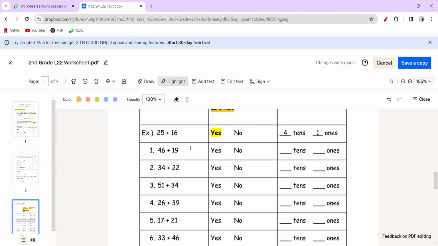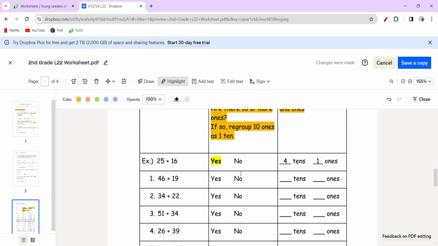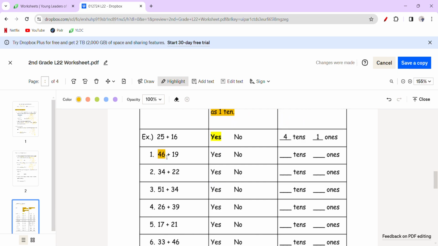Okay, so 46 plus 19, do we have to regroup them? Yes or no? So how do we know that? We look at the last digits. The ones digit right here, right? So 6 plus 9, is it over 10? Does it exceed 10? And the answer is yes, right? So we would circle yes. And then we would write how many 10s there are. So 6 plus 9 would be 15. So then you give the 1 to the tens place. 4 plus 1 is 5. Plus 5 plus 1 is 6. So your answer would be 6 tens and 5 ones.